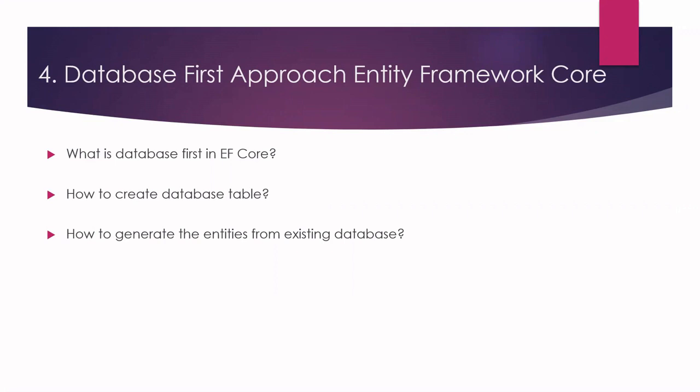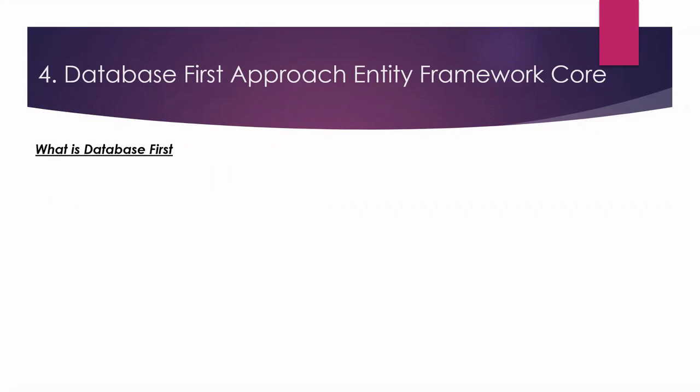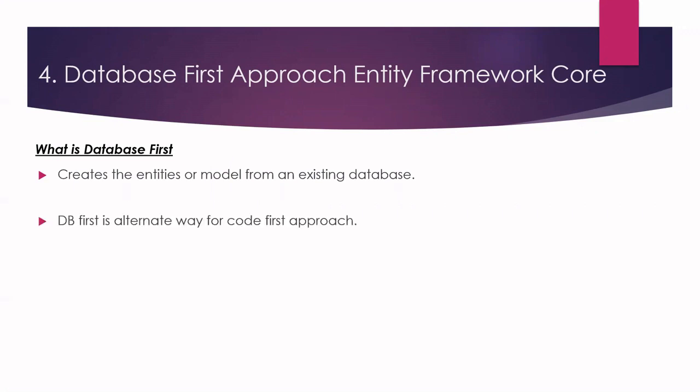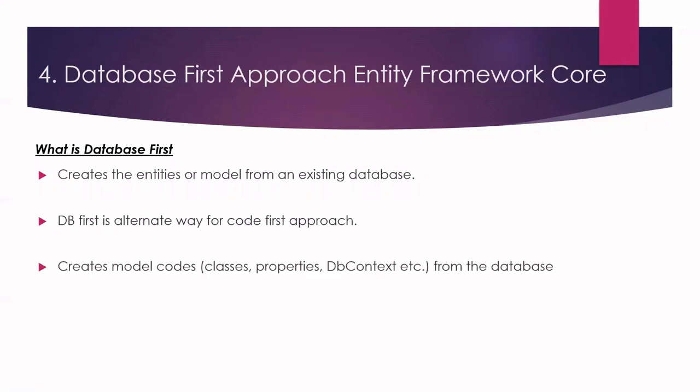So now let's start, and first we see what is meant by the database first approach. The database first approach creates the entities from an existing database and we use all other functionalities. It provides an alternative to the code first approach, or you can say the model first approach, in Entity Framework Core. In this approach, it will create the model code, like classes, properties, and the DB context, from the database in the project. Those classes will be used as a link between the database and our controller.